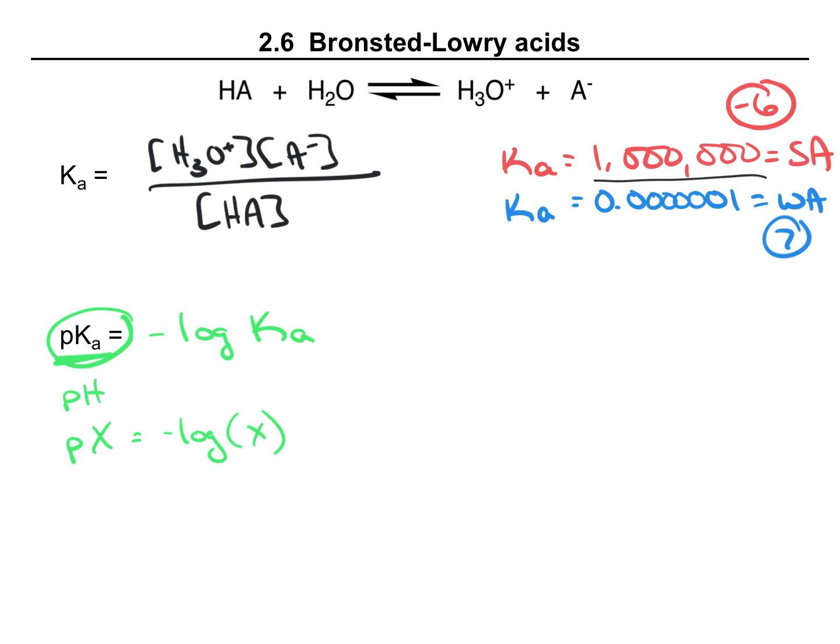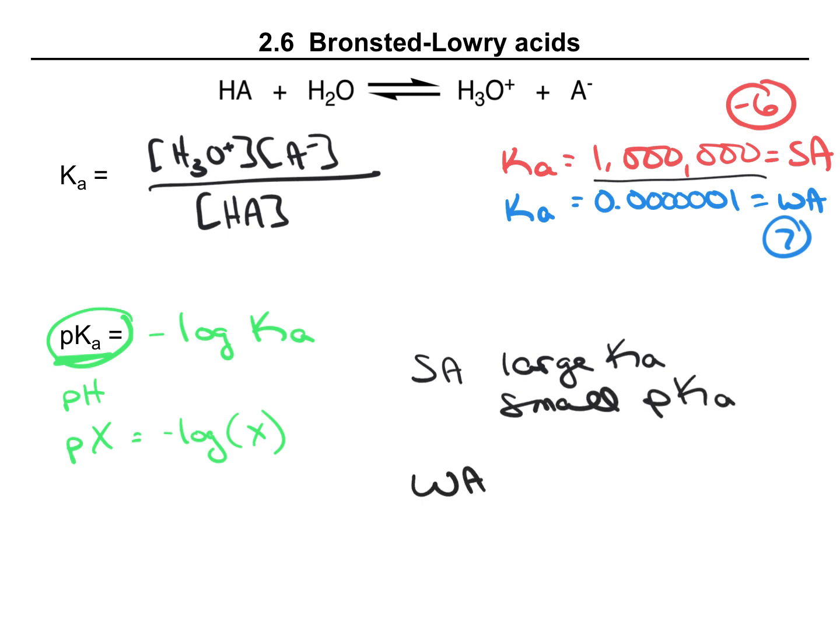So it's important to keep in mind that a strong acid has a large Ka but a small pKa, and a weak acid has a small Ka but a large pKa.